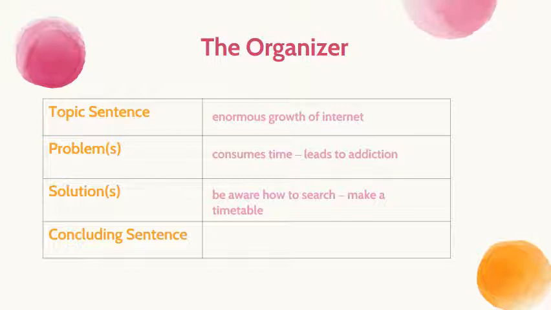Now I have to close my paragraph with a concluding sentence. What should I mention in the concluding sentence? Use the internet wisely. This way, my organizer is perfect. I wrote the specific details. I wrote just the phrases, not more. Then now I can develop these ideas in a paragraph.